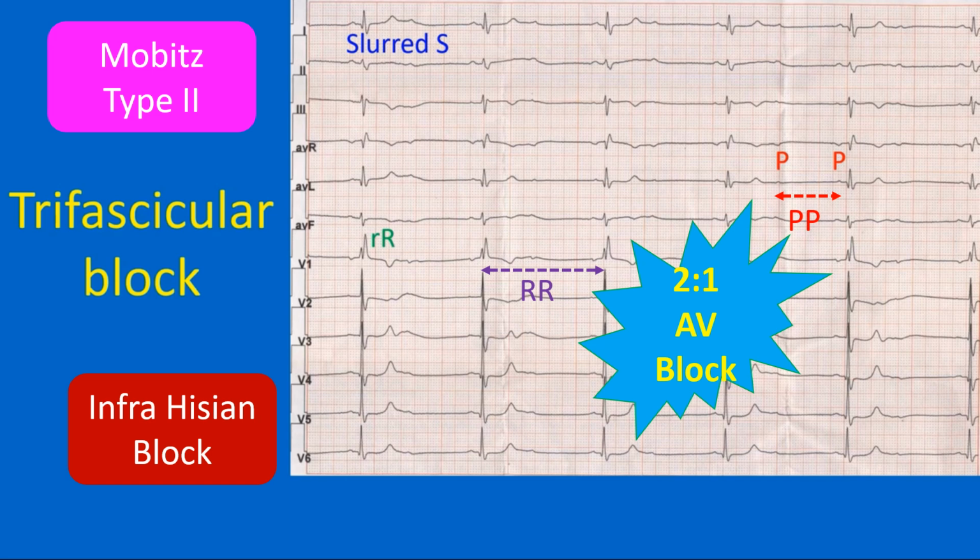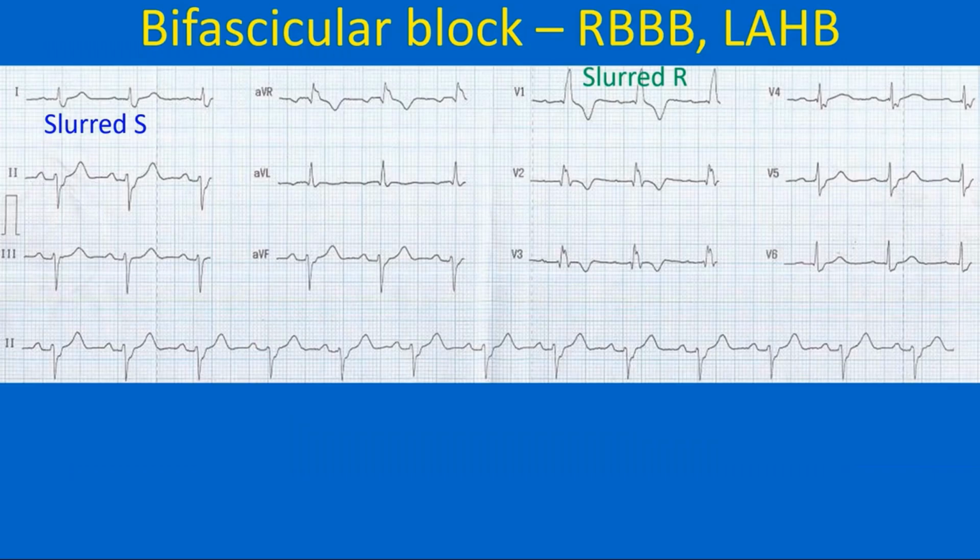Sometimes ventricular tachyarrhythmias in the form of torsades de pointes can also occur in the setting of complete heart block. ECG showing bifascicular block manifested as right bundle branch block with left anterior hemiblock. Slurred S waves in lateral leads and slurred R waves in V1 are suggestive of right bundle branch block. The initial R wave is missing in V1 and V2, possibly due to an old anterior wall myocardial infarction.